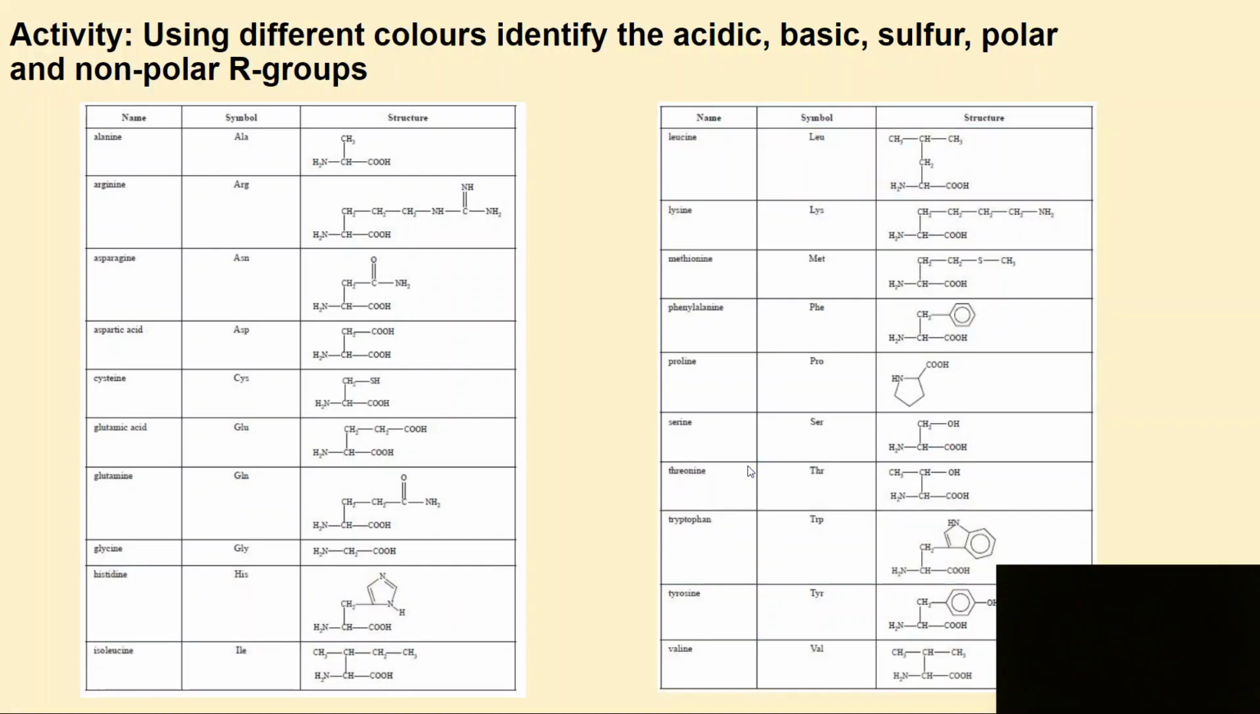Okay, here's an activity. I'll pause the recording, see if you can guess them. You can use a pencil if you like, and then we'll go through the solutions. Using different colours, identify the acidic, the basic, the sulfur, polar, and non-polar R groups. So the R group is the bit that comes up here. The difference is the R group in proline is here, it goes down as opposed to up. All right, so I'll leave it there. I'm going to pause the recording.